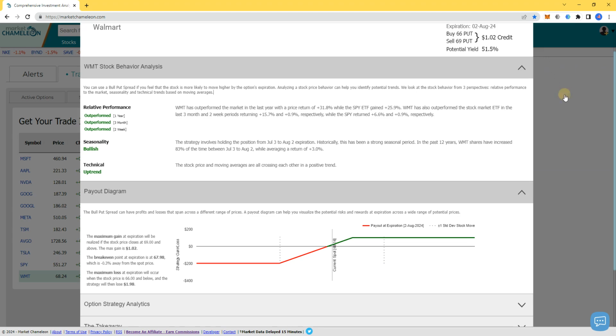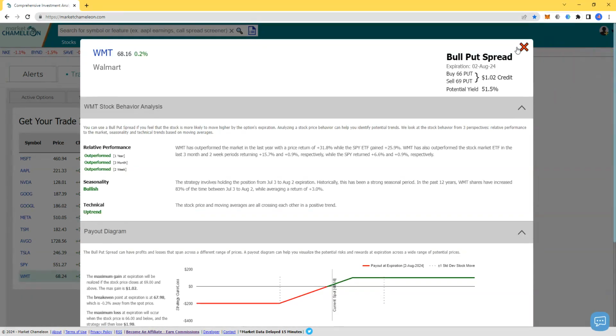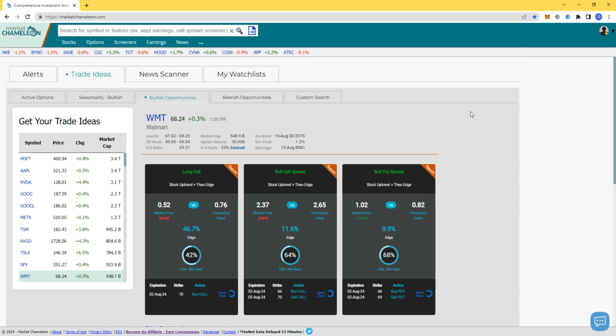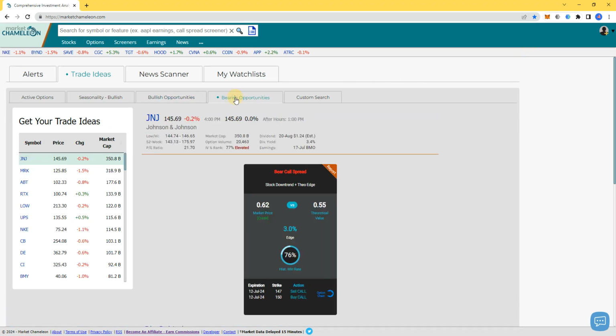Okay, so that's the bullish. I haven't found this. You could do this trade. This is all trade ideas. Market Chameleon gives you tons of trade ideas every single day. Let's go over to the bearish opportunities to do the same, just on the upside.